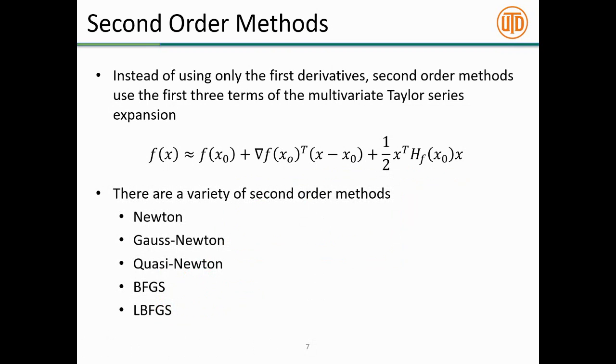So there are a wide variety of second order methods that are pretty popular. Today we're just going to see one of them, and the first one is called Newton's method. There are two variants of Newton's method that get some popularity in practice: Gauss-Newton and quasi-Newton. And then there are two second order methods that are really the most practical, called BFGS and LBFGS. The BF and GS are named for the people that designed the method.